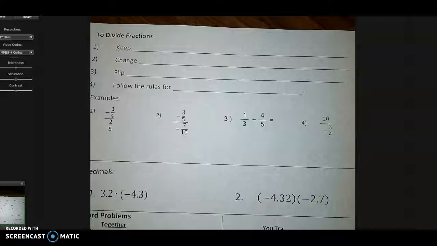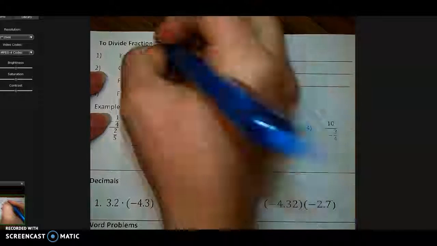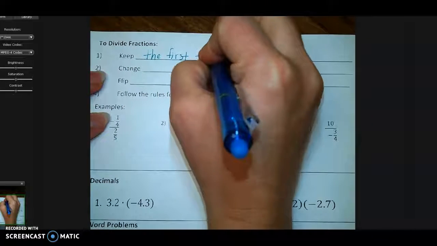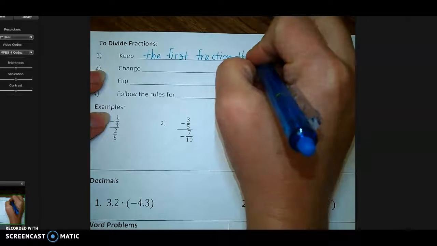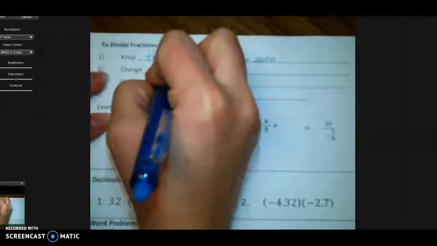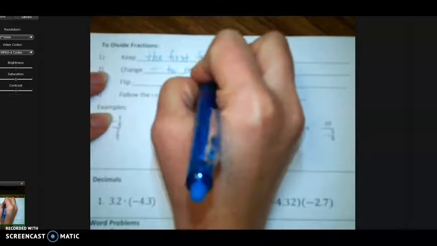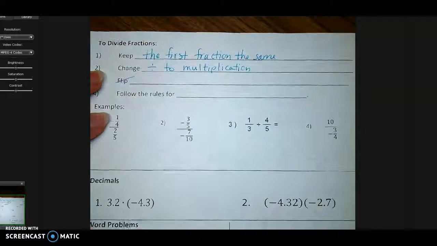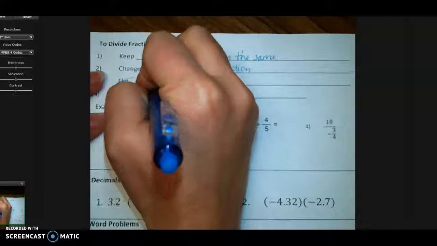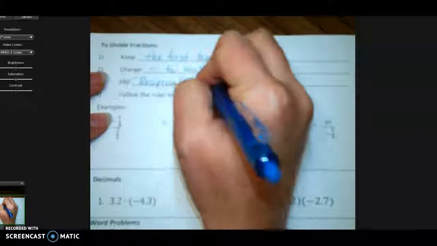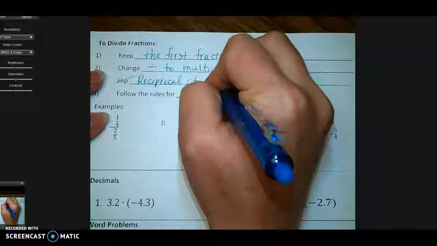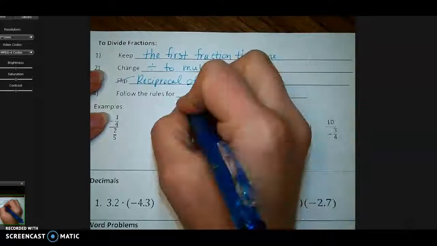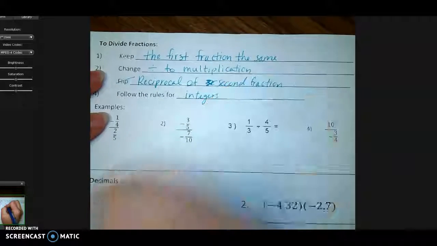Continuing on to the back. For dividing fractions, we are going to keep the first fraction the same. I'm going to change division to multiplication. I'm going to flip, but we learned a big 7th grade word. I'm going to use the reciprocal of the second fraction. And then I'm going to follow the rules for integers.